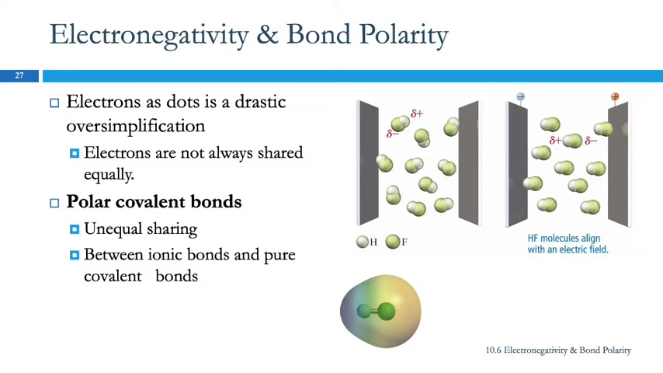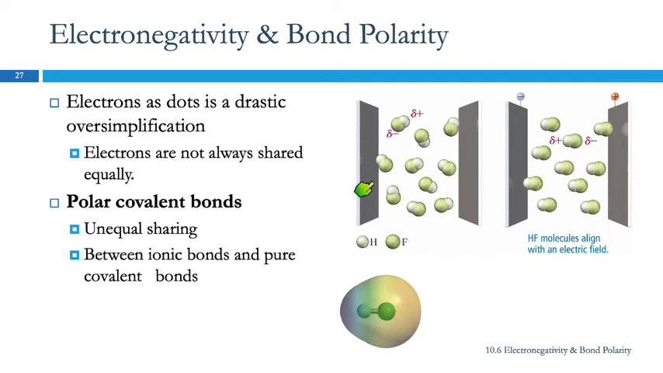And as a result, the fluorine end of this molecule becomes a little bit negative, and the hydrogen end becomes a little bit positive because the electrons are not being shared equally. They're spending more time with fluorine. So here we've got this lowercase Greek delta plus and delta minus to indicate which end is a little bit positive and which end is a little bit negative.